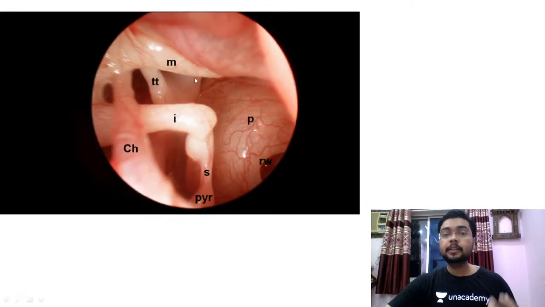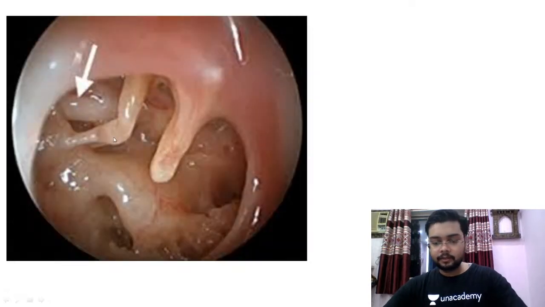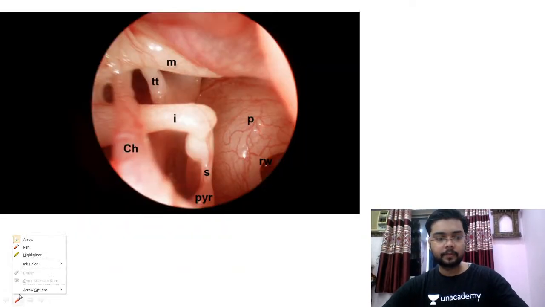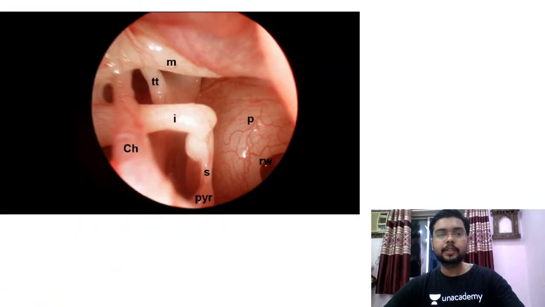Now again, this is another endoscopic picture which is taken from a different view, and here what all you can see, here you can see your malleus. Wait, you can see your malleus bone here, right?